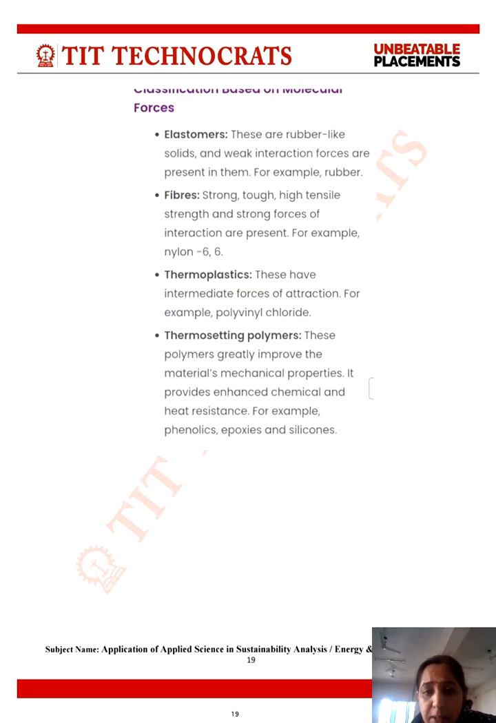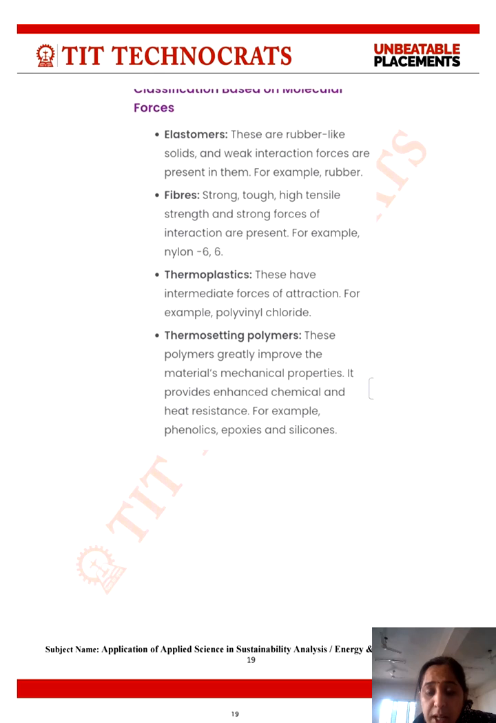Now we will see the next classification of polymers, which is based on molecular forces. First is elastomers. These are rubber-like solids, and weak interaction forces are present in them, for example, rubber. Now next is fibers. Strong, tough, high tensile strength and strong forces of interaction are present, for example, nylon 6,6. Thermoplastics have intermediate forces of attraction, for example, polyvinyl chloride.